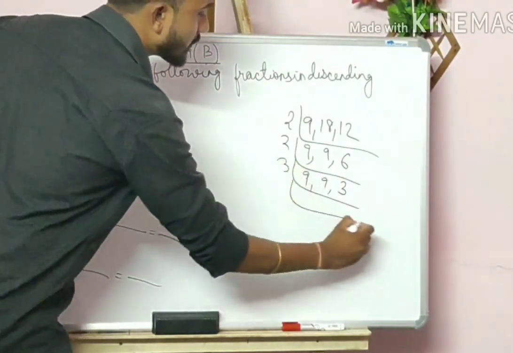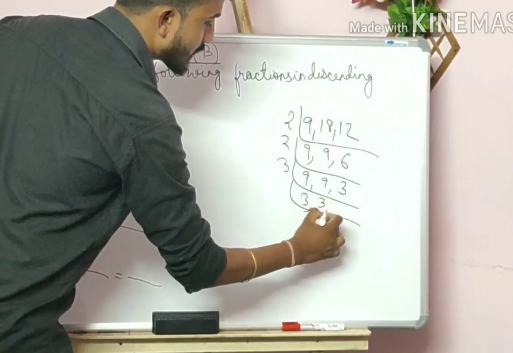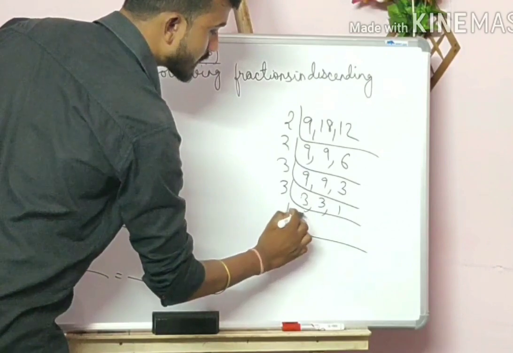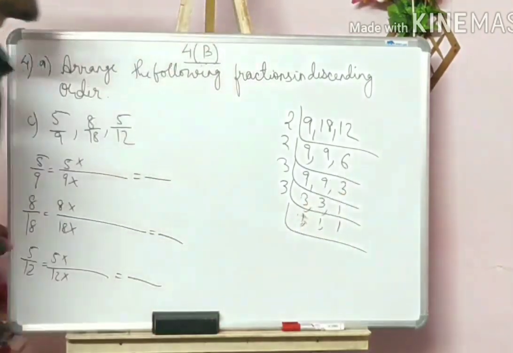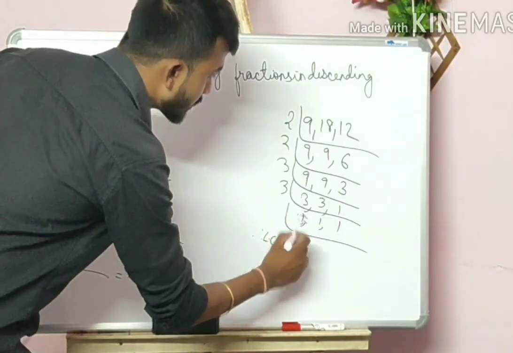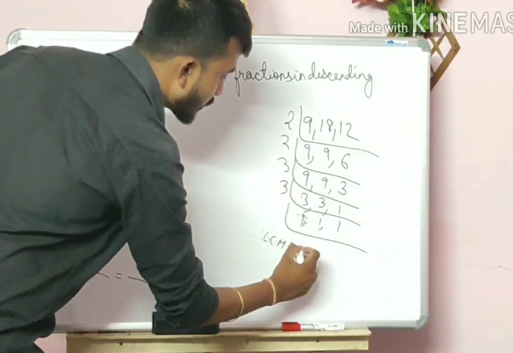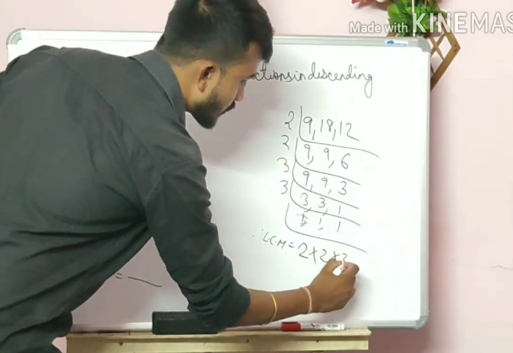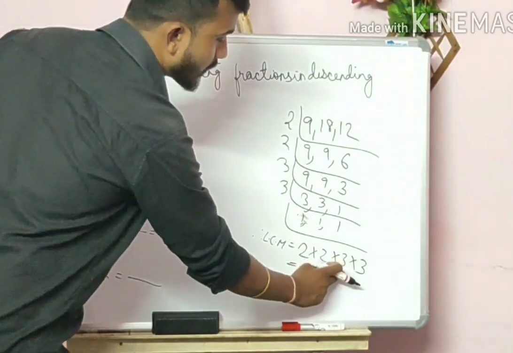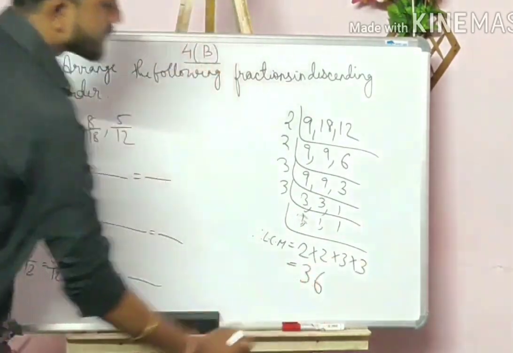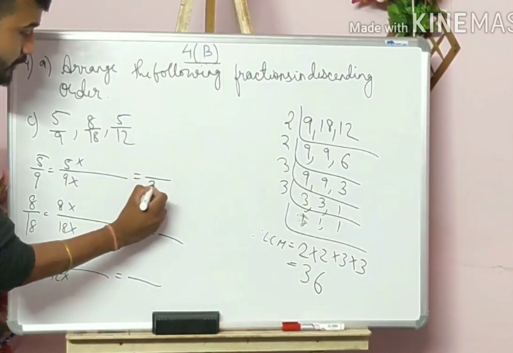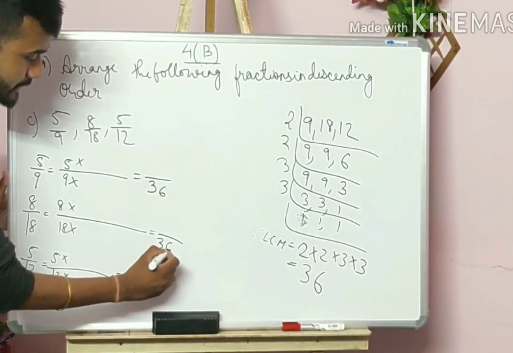Again these numbers can be divided by 3. So 3 3s are 9, 3 3s are 9, 3 1s are 3. Again it will be divided by 3. So 3 1s are 3, 3 1s are 3, and it will be 1 only. So now we are going to find the LCM, you see. Therefore LCM equals 2 into 2 into 3 into 3. Now you find the value. 2 2s are 4, 4 3s are 12, and 12 3s are 36. That means what number have we got? 36 as the LCM. Now you write it here in the denominator: 36, 36 and 36.